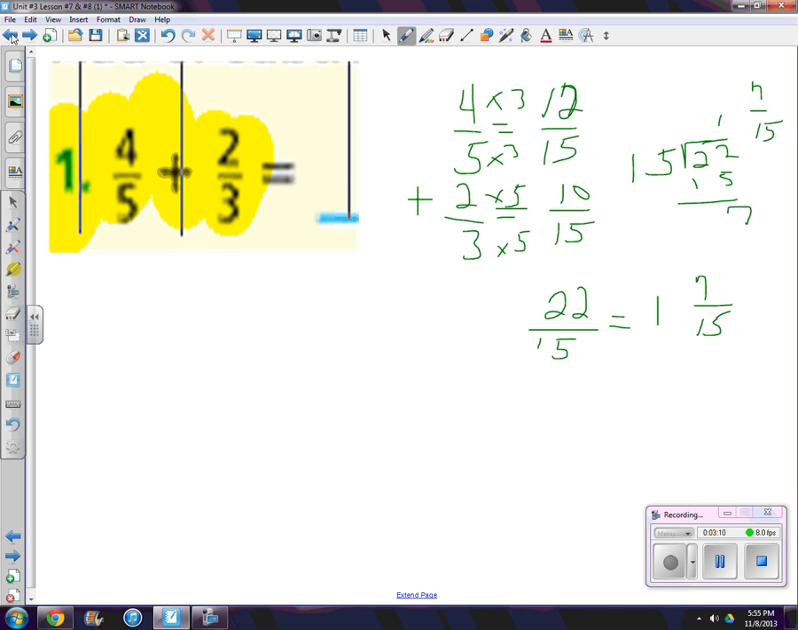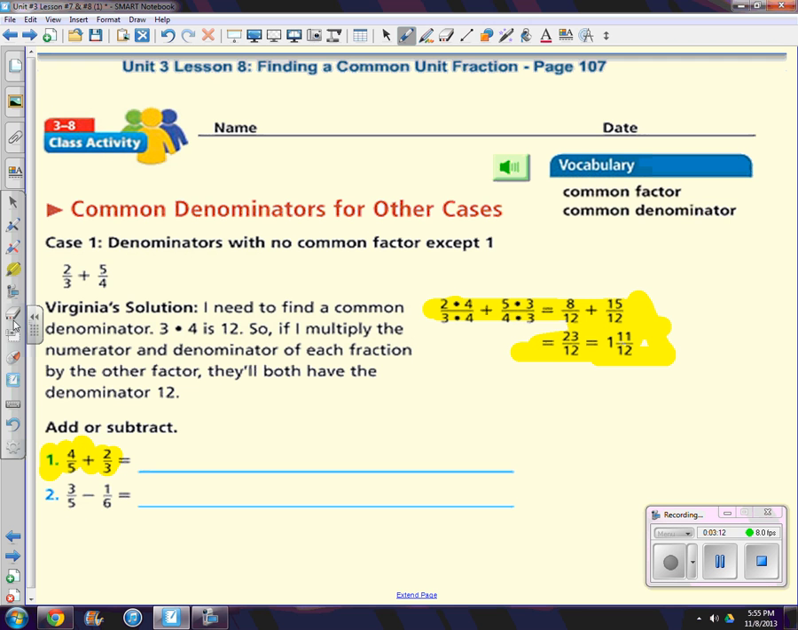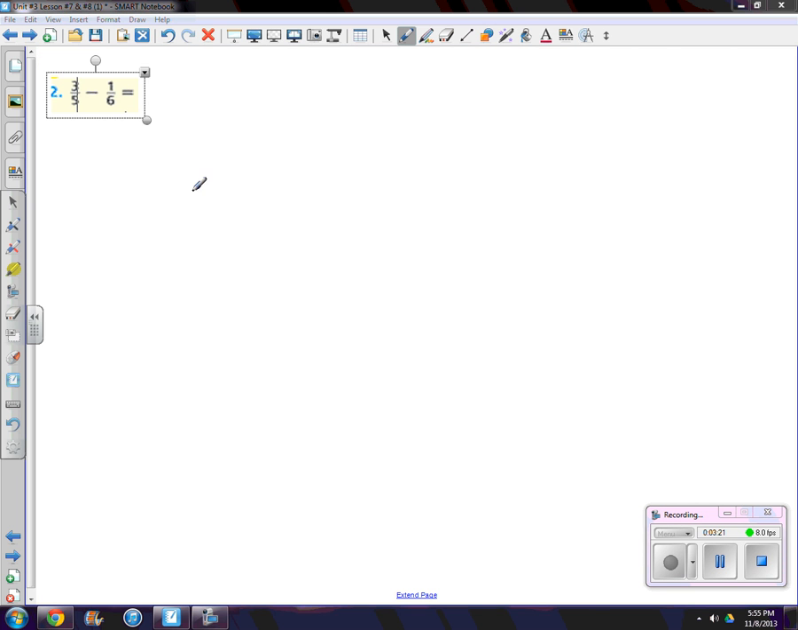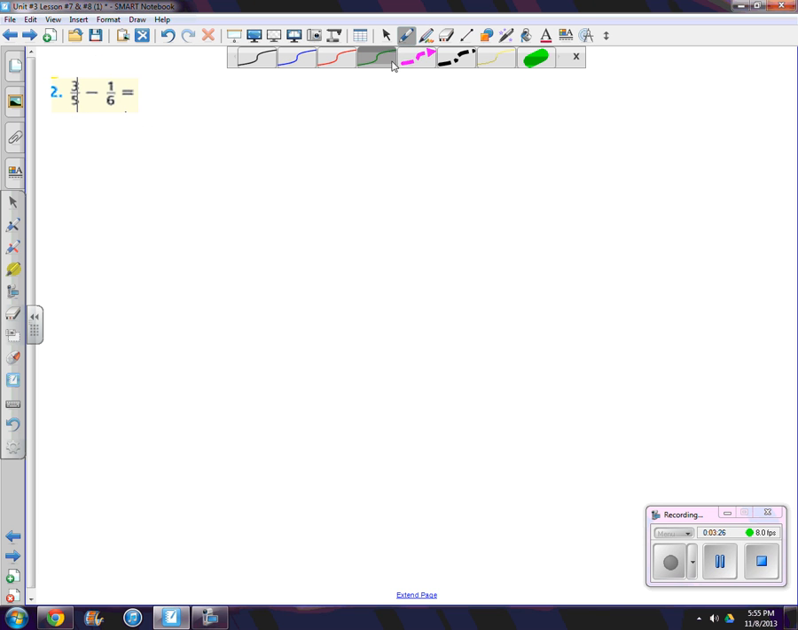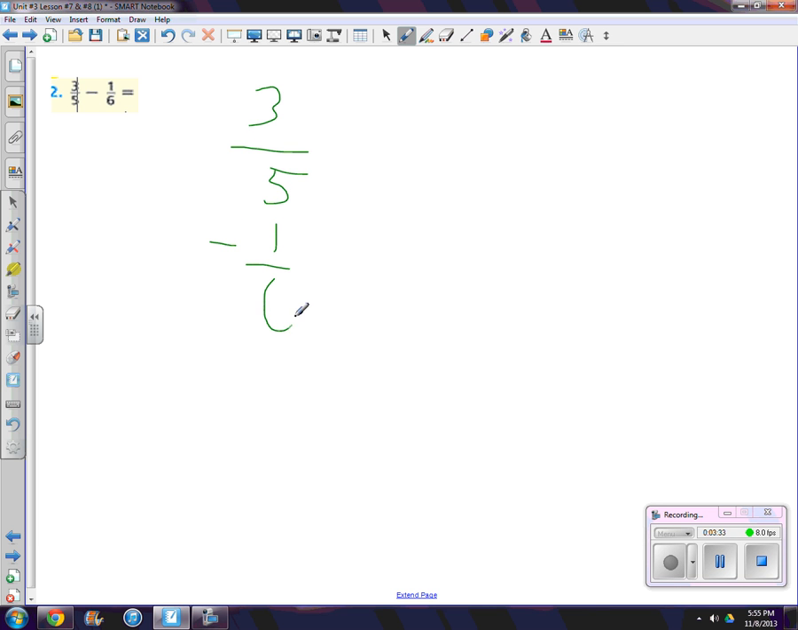All right, let's look at number 2, a subtraction problem. Let me just copy it here. And let's begin. All right, so 3/5 minus 1/6. So again, I would set it up 3/5 minus 1/6. All right, so you're looking at the 6, looking at the 5. 5 doesn't go into 6. 5 times 6 is 30. So there's your common denominator.